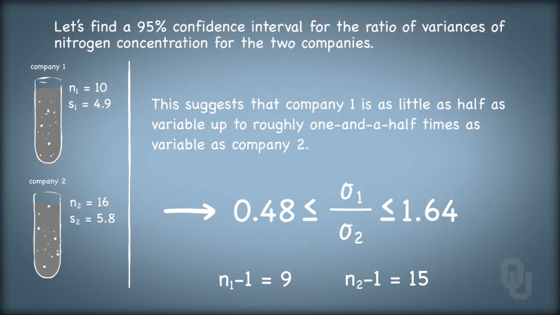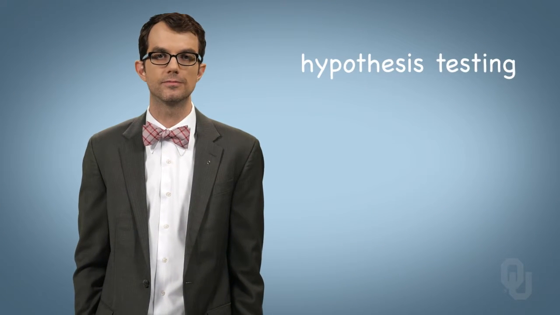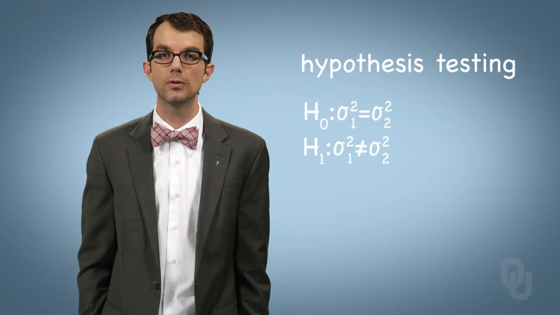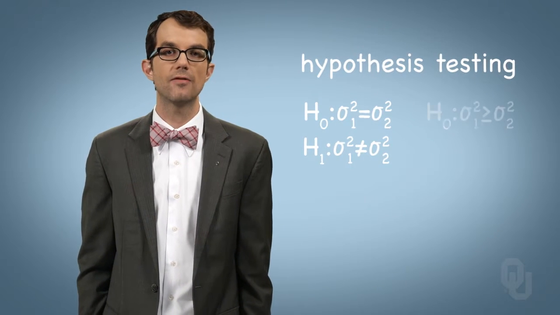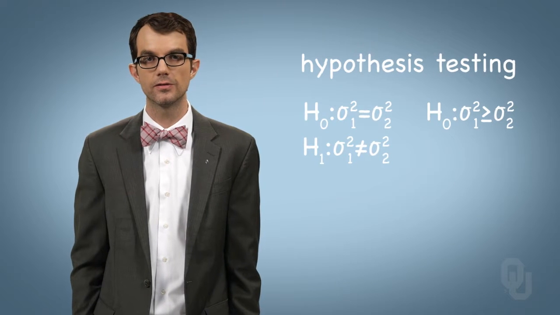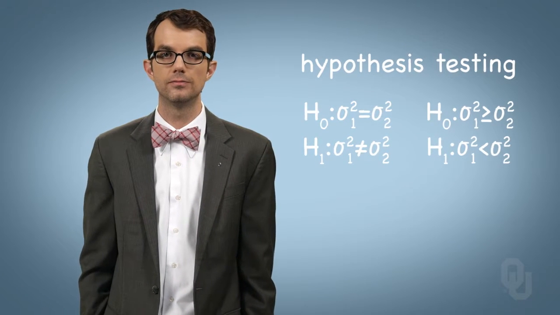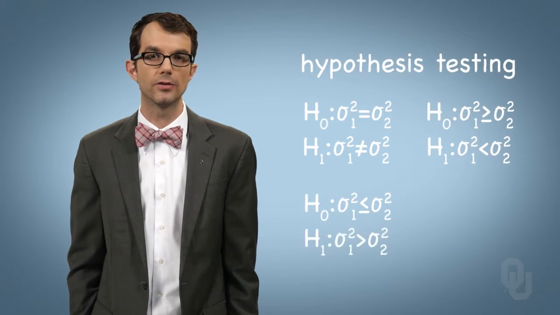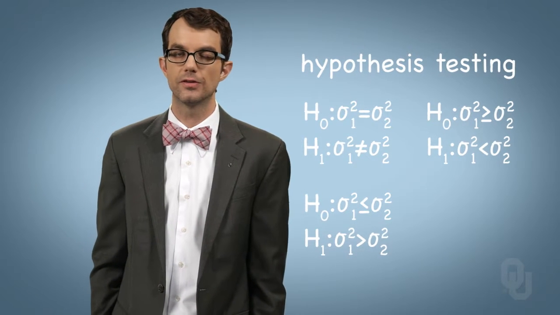Based on this result, we can't really draw strong conclusions about which company produces a more highly variable product. And of course, we must also talk about hypothesis testing. We might want to know if the variance from one process or system is equal to that of another. We could have an equality statement in the null hypothesis with less than in the alternative, or we could have greater than in the alternative. The same three options as always.